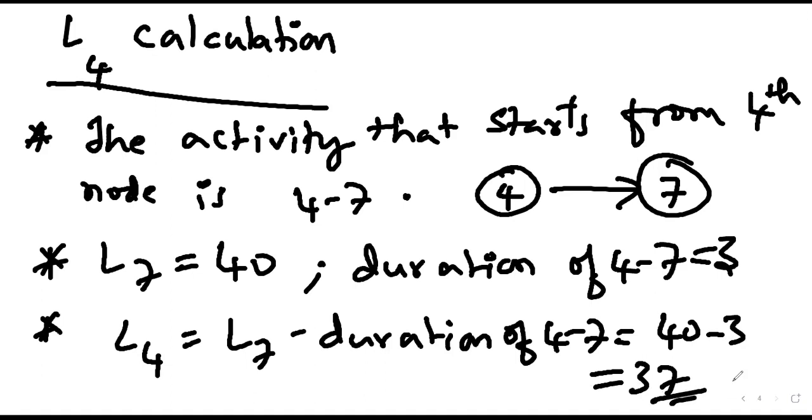Correct. So all this explanation is not required in the examination. Directly, if you write the required solution, that is sufficient. That is, L4 is L7 minus the duration of 4-7. Correct. If that is there, that is sufficient. Just calculate L3 in that case.